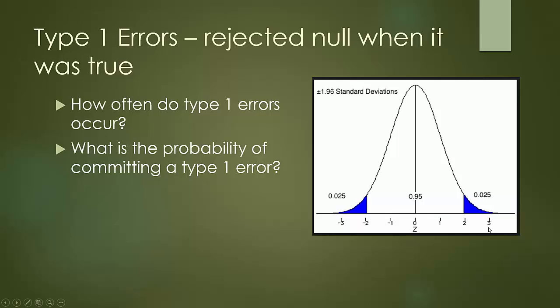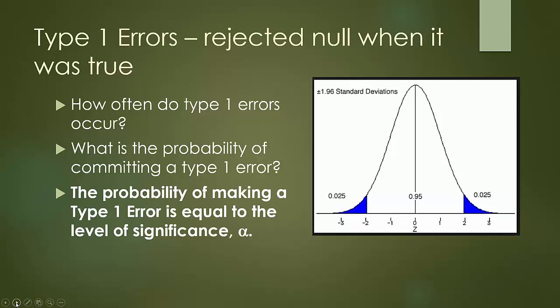If I calculate a test statistic, so I calculate a z-score for what I think the mean is from my sample and compare it, and if it falls way out here in these blue rejection regions, then I would reject the null hypothesis. So the only time that I reject the null hypothesis is when it's in a rejection region. And so the chance of committing a type 1 error is equal to the level of significance, that alpha level.